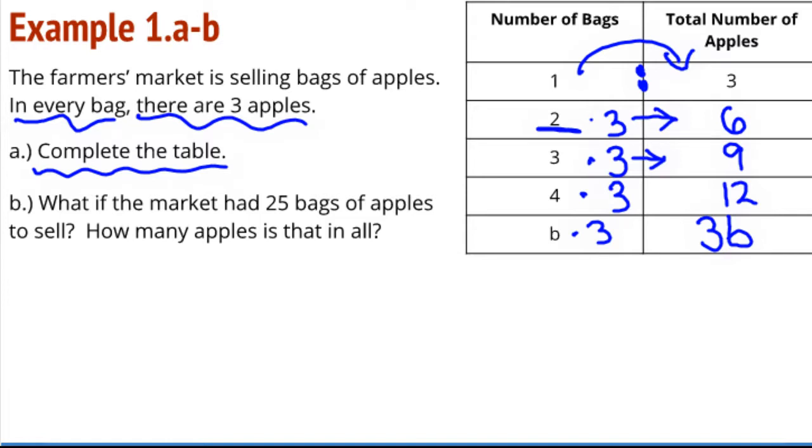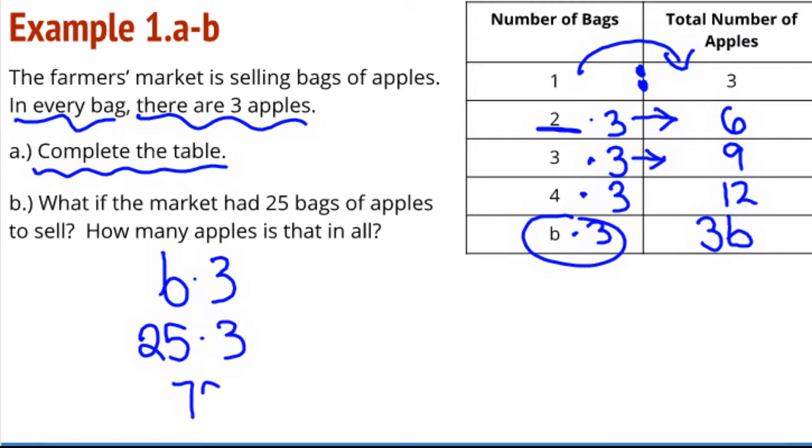And if the market had 25 bags, see, this is where it becomes powerful. I don't have to continue to work down one row at a time. I can just say, hey, I'm going to work with my expression b times 3. I'm going to substitute 25 for the number of bags, multiply by 3, and find out that there are 75 apples in 25 bags.